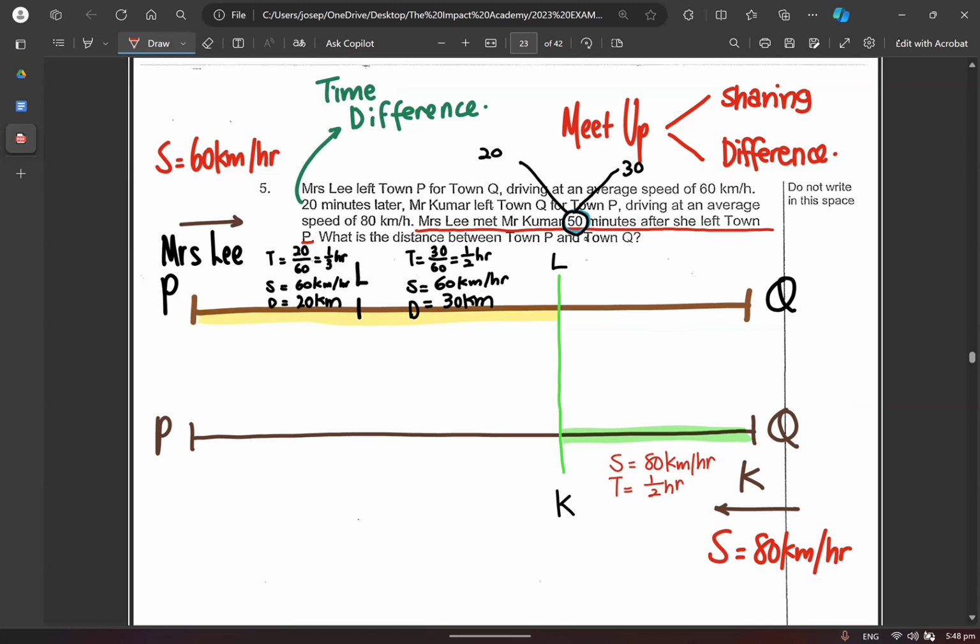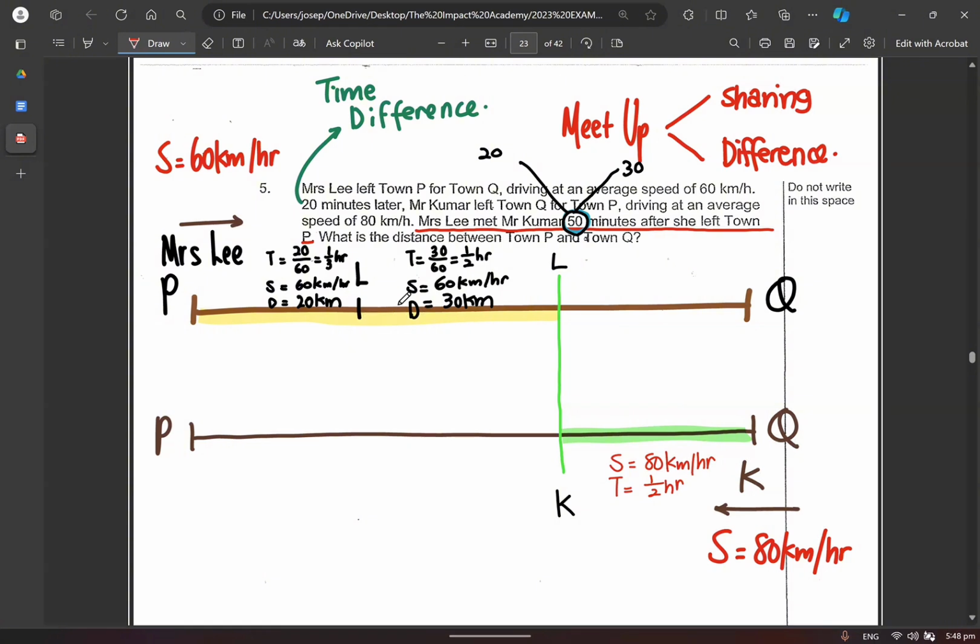Yeah, because that's when we meet up. You see, when Mrs. Lee is over here, Kumar started driving. Can you see my cursor? Am I making sense or not? So he only takes the 30 minutes. Correct. So time is constant.